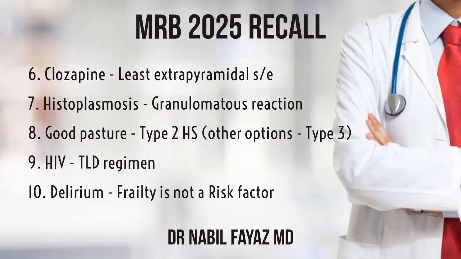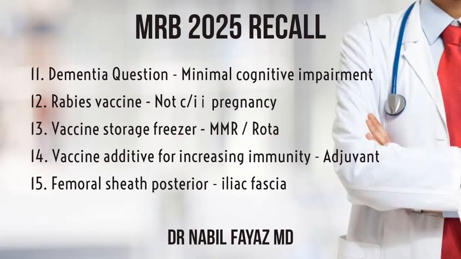Delirium: frailty is not a risk factor for delirium. Other options like previous history of delirium, sepsis, metabolic disturbances, all these will cause delirium. There is a question on dementia. The answer is mild cognitive impairment because the MMSE score is 26. To say it as dementia, the MMSE score should be less than 24.